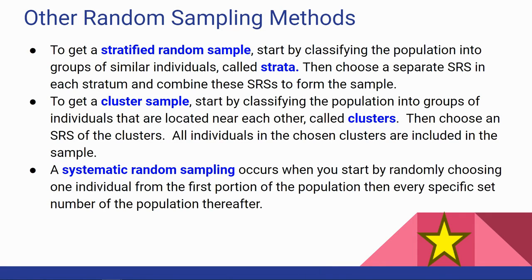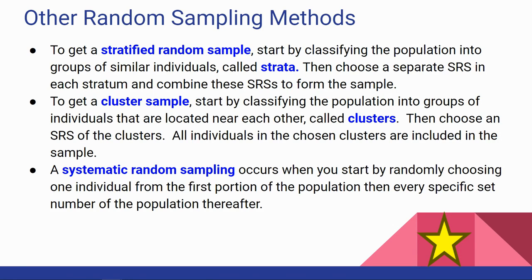Okay, so other random sampling methods. To get a stratified random sample, start by classifying the population into groups of similar individuals called strata. Then choose a separate SRS for each stratum and combine these SRSs to form the sample. So a stratified random sample example would be to group by age or sex, then choose a random sample from each of those groups and then combine them together to make your sample.